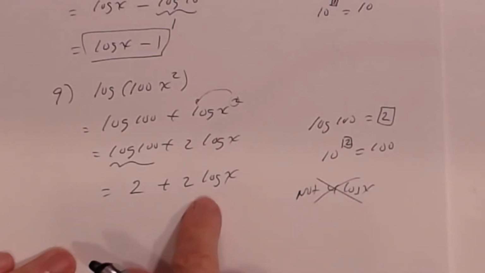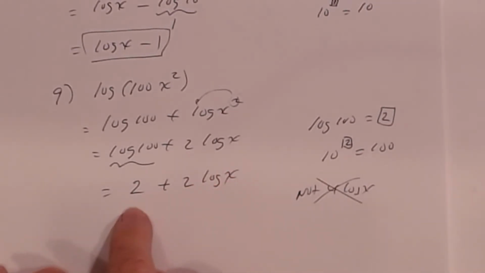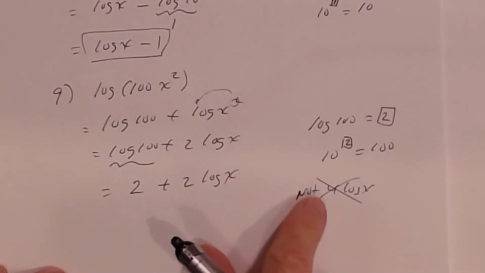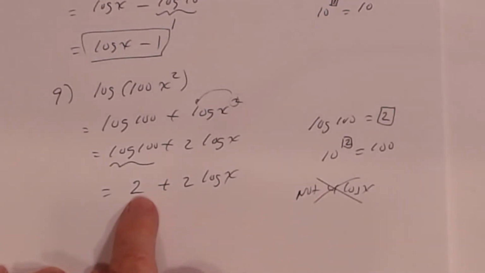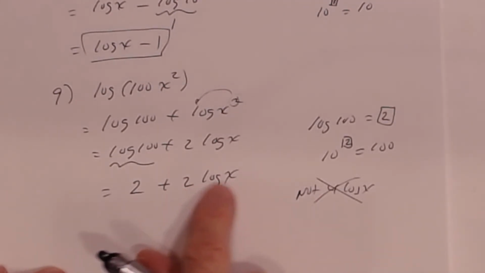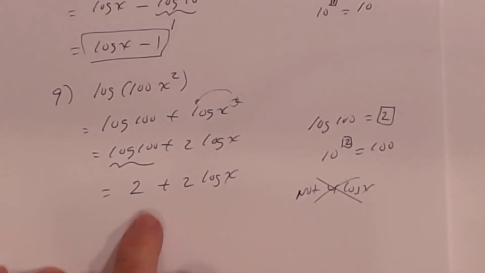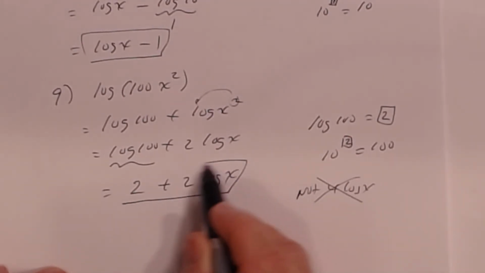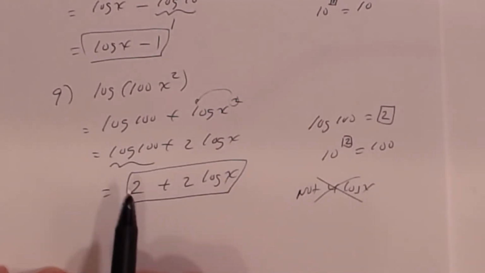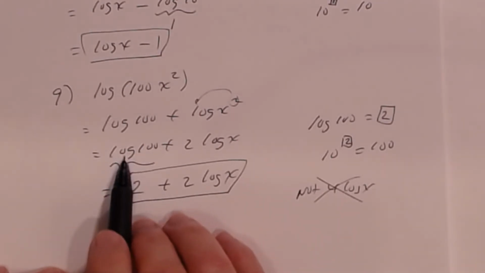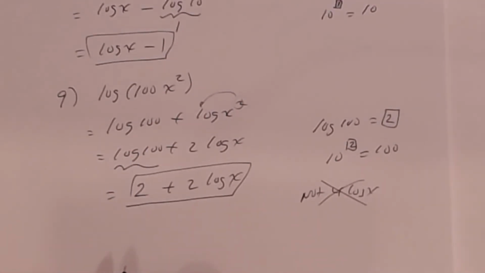These are not like terms. This has a log x in it. This does not. The only way that would have been 4 log x is if this said 2 log x plus 2 log x, which becomes 4 log x. But that's not what this is. So that is your answer. So don't forget, whenever you're able to simplify, you need to make sure you do that.